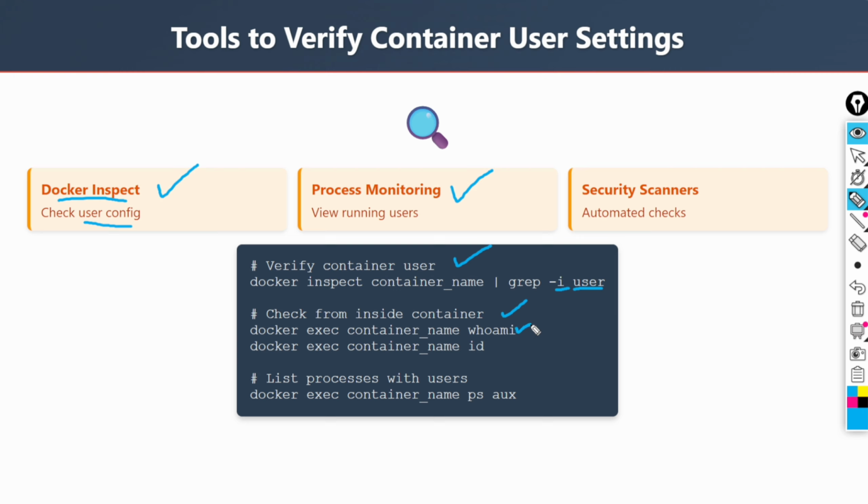This particular command displays the current username. And docker exec container name id, just the word id, shows the UID, that is user ID, the GID, that is group ID, and group memberships also. Okay. And coming to the security scanners, where automated checks will happen.